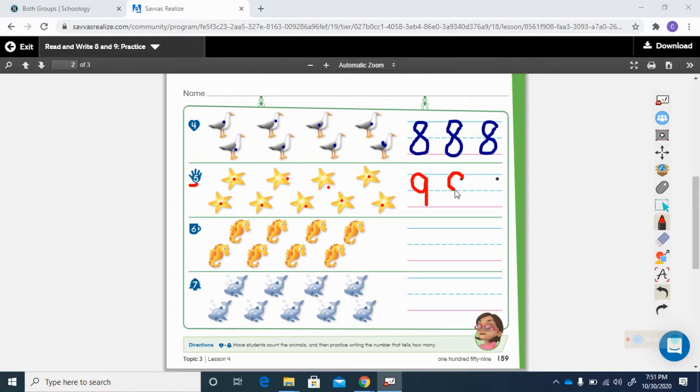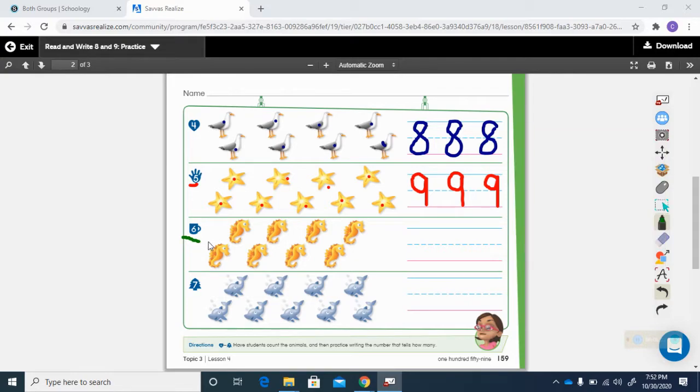A magic C. Back up. Down with a big line. That is how we write a 9. One more time. Magic C. Back up. Down with a line. That is how we write a 9. Nice work.